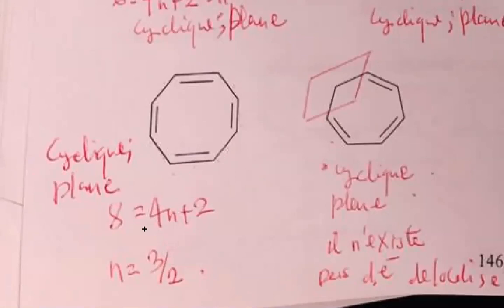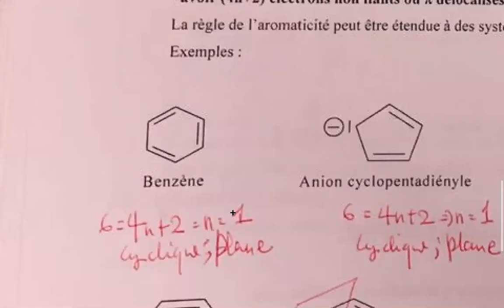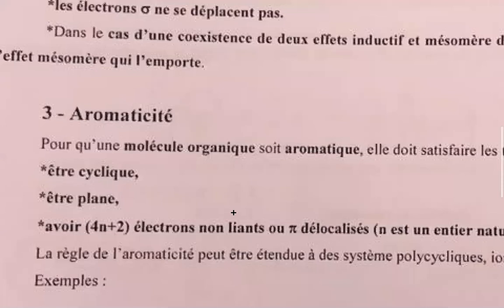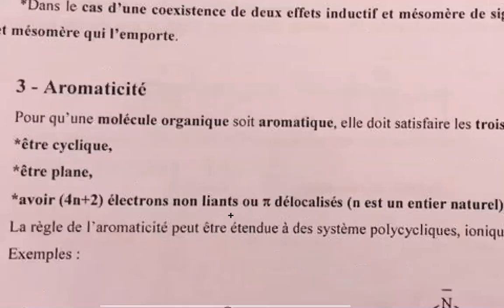So therefore, 8 will be equal to 4n plus 2. Then what will be the value of n when 8 is equal to 4n plus 2? Oh, okay, it will be a fraction. Exactly. And therefore, we are saying for a molecule to have aromaticity, for an organic molecule to be aromatic, it must satisfy 3 conditions.